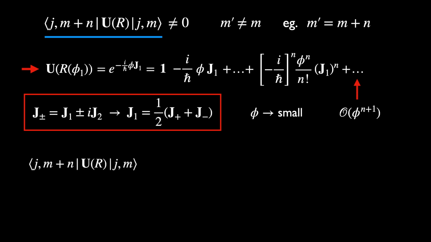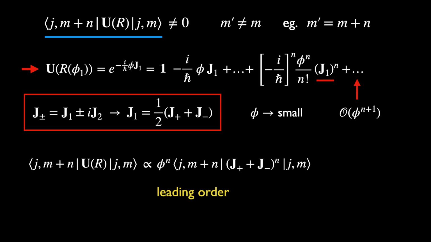It is not difficult to see that the smallest power of j1 that would contribute to a non-zero value of the matrix element is just n, since this is precisely the difference in angular momentum that separates the two states. And furthermore, this term is the leading contribution as the angle phi is small. If n is positive, j plus in j1 will raise m by the required number, while if n is negative, j minus will do the job.